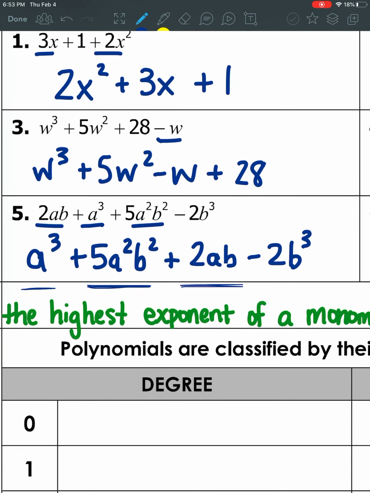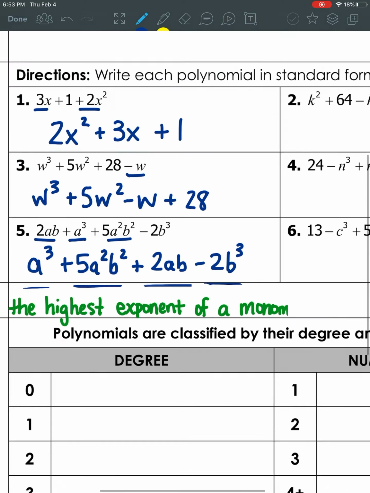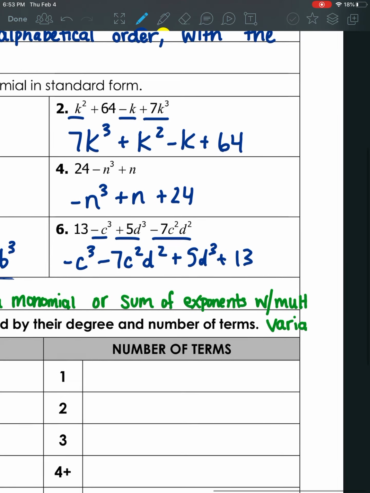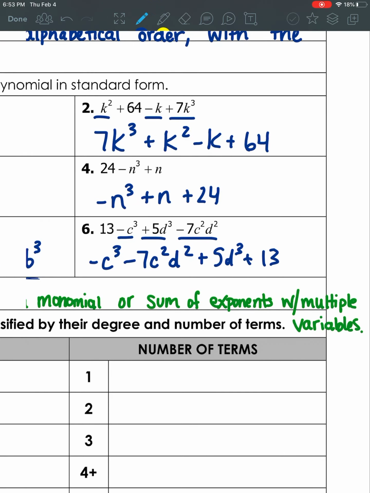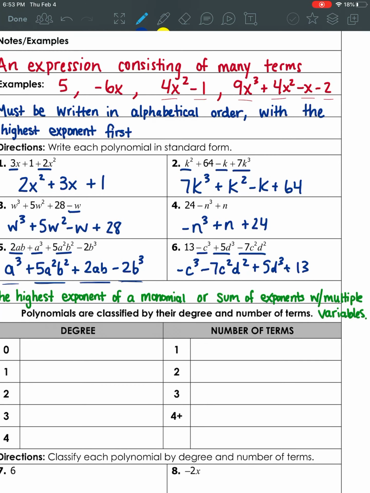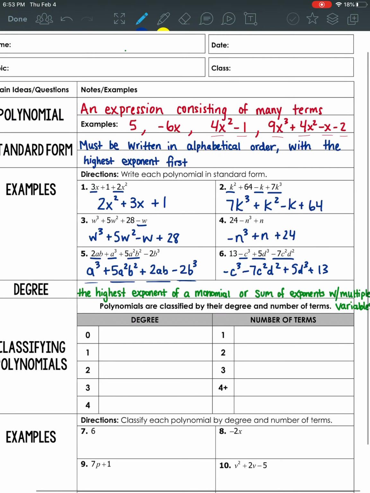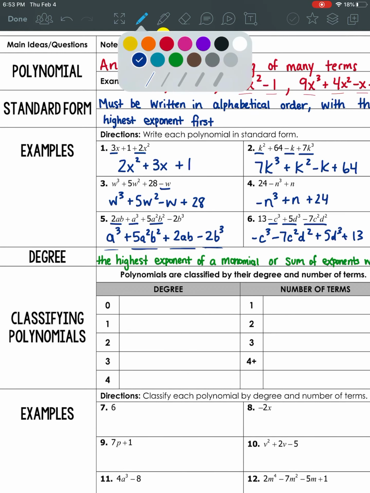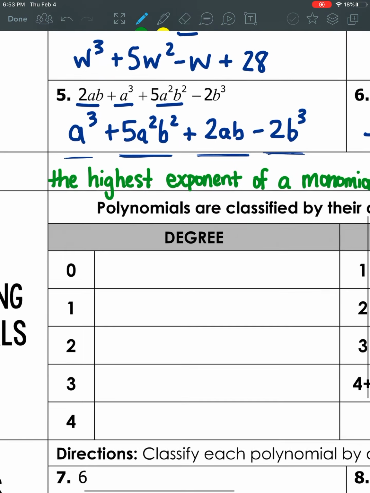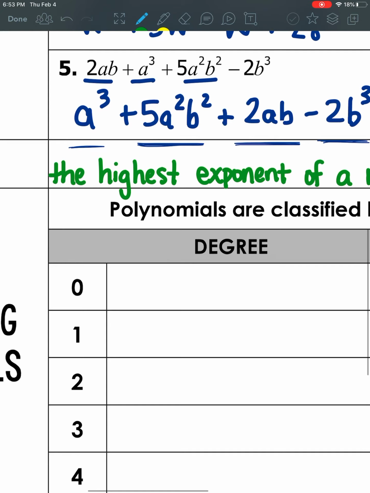Now if there's multiple variables like this 5a squared b squared, then we add the exponents together, and that degree would be 4. The 2ab, those each have a power 1 on them, so we add them, and so that degree would be 2. And then the last one would just be 3. So it's the highest exponent of a monomial, or the sum of exponents with multiple variables, like I said, we add them together. And then the highest degree of a term, that is the overall degree. So we have to know degrees because that's how we classify polynomials.